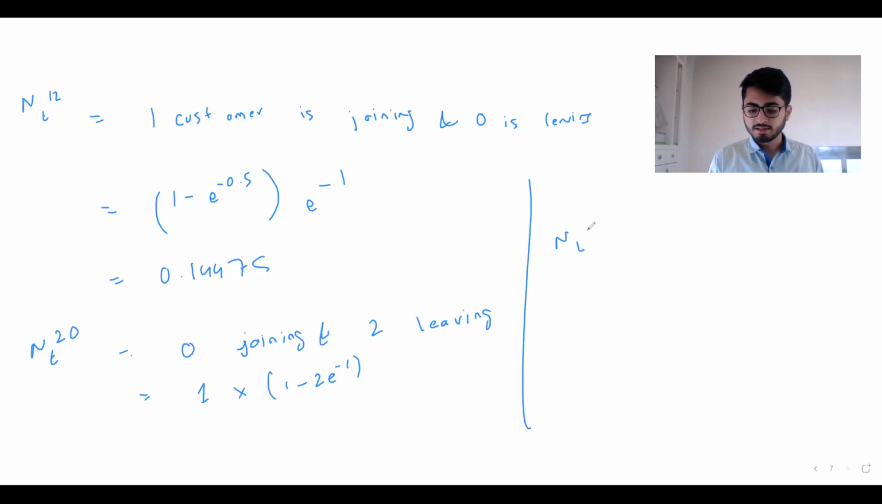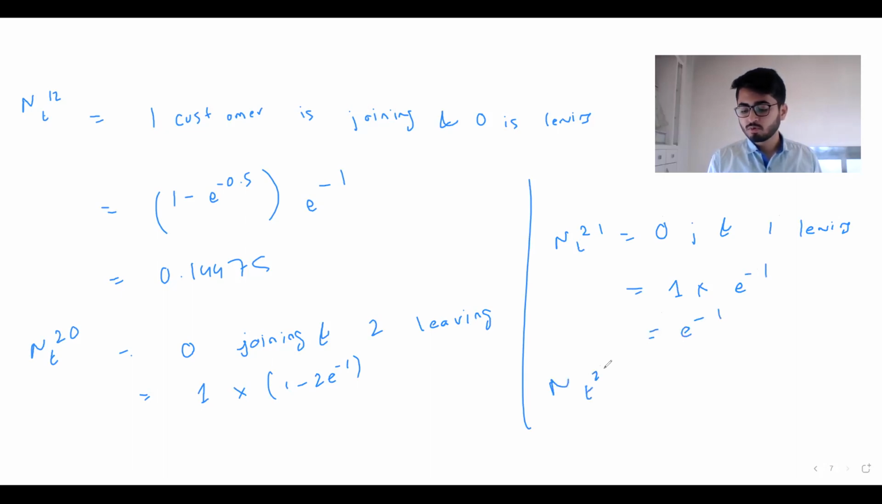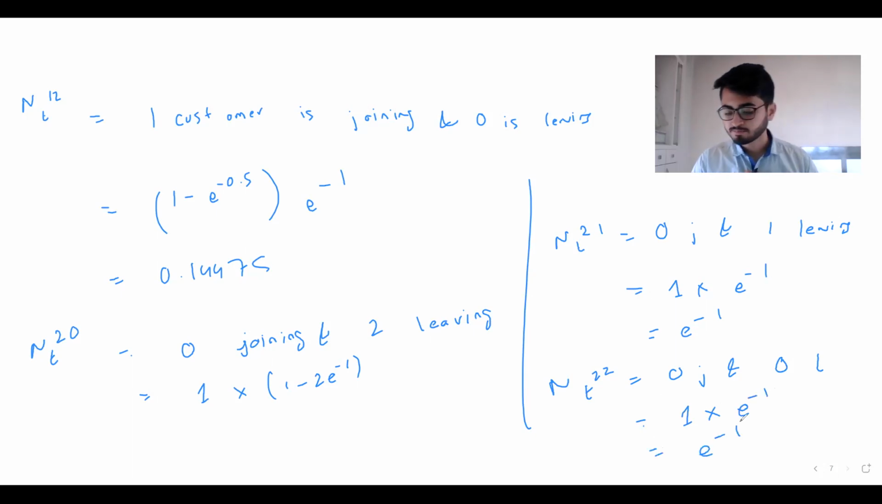Similarly, NT21 is basically 0 joining and 1 leaving, which again would be 1 into e to the power minus 1, which is nothing but e to the power minus 1. And NT22 is basically 0 joining and 0 leaving, which is nothing but 1 into e to the power minus 1, which is again nothing but e to the power minus 1. So this was the whole question.